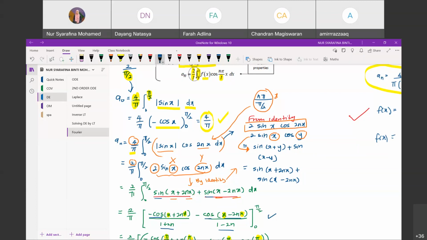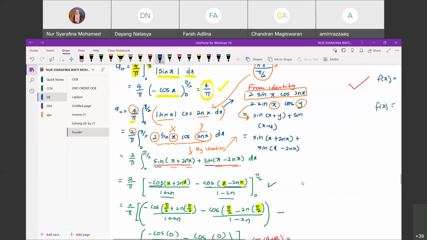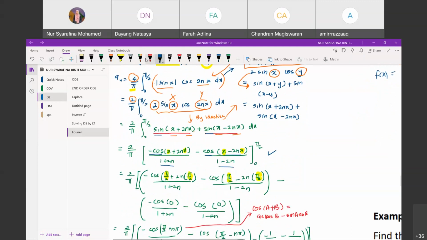Okay, so now once you have done with the integration, substitute the limit. Substitute 0 to pi over 2 into x. So here becomes pi over 2, pi over 2, pi over 2, pi over 2, minus with 0 and 0, because 0 plus 0, 0 minus 0. That's why you get 0.